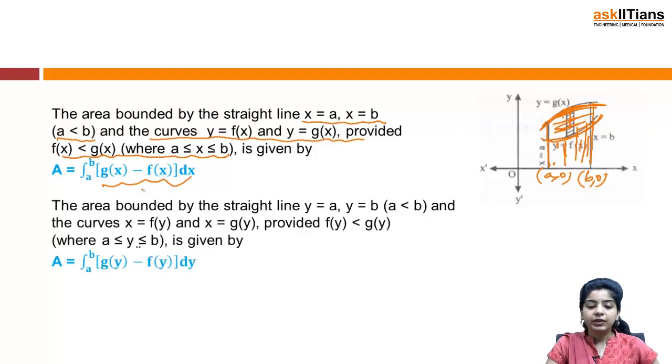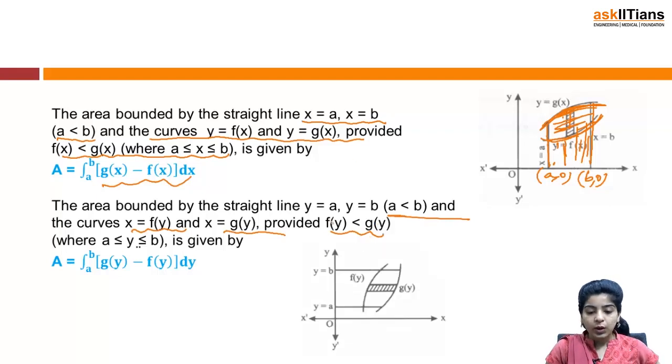Next, again, instead of y equal to f(x), y equal to g(x), now we have x equal to f(y) and x equal to g(y). So the area bounded by the straight lines y equal to a, y equal to b, a less than b, and the curves x equal to f(y) and x equal to g(y), provided f(y) is less than g(y). You can see the figure. Now this is y equal to a, y equal to b, f(y), g(y). So this is the area that we are required to find out. That would be again the integral from a to b of g(y) minus f(y) dy, on the basis of the same concept that we have just discussed.